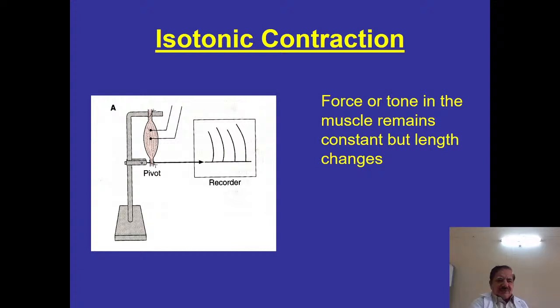How it has been explained is, when you are giving a stimulus, your muscle is getting contracted. Say this is a bicep muscle. This bicep muscle is given a stimulus, it is contracting. The bulk of the muscle is increasing, meaning the muscle is shortening, but the force is the same. That is, tone remains the same, but length changes. That is, it shortens.